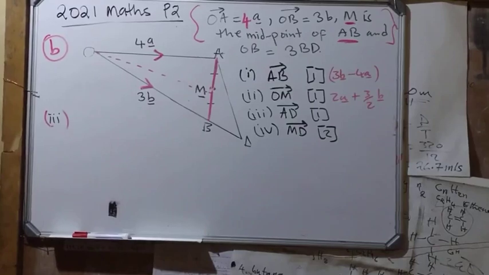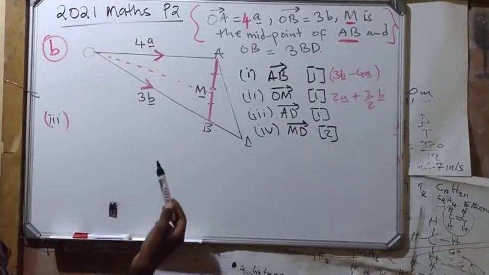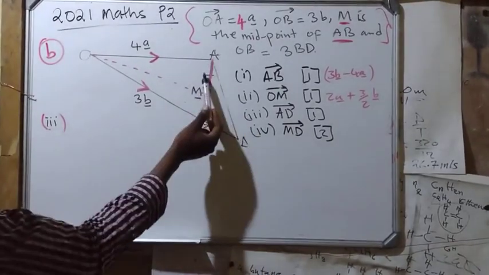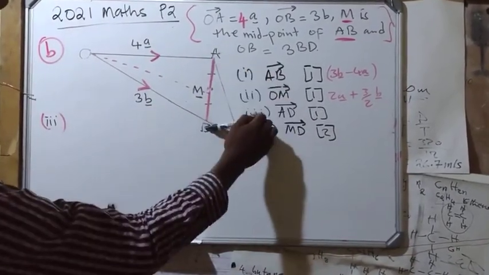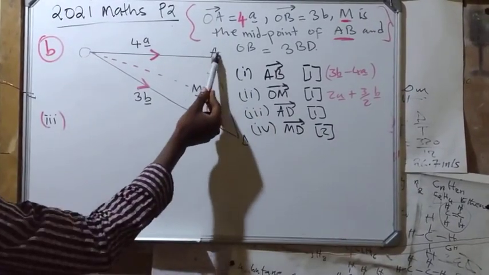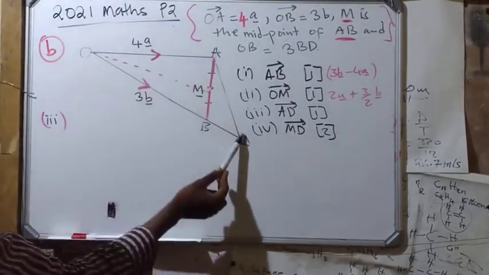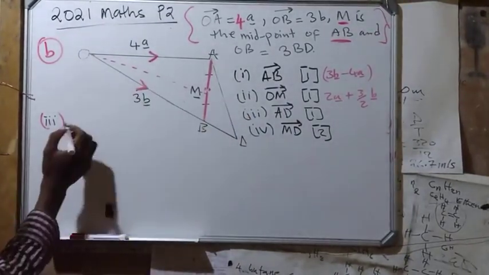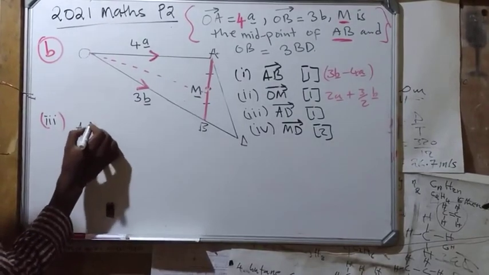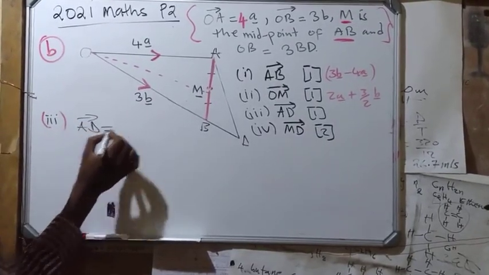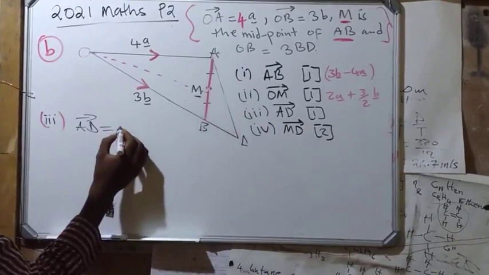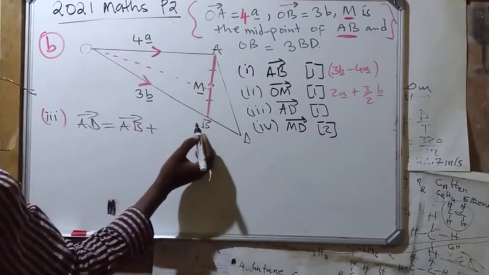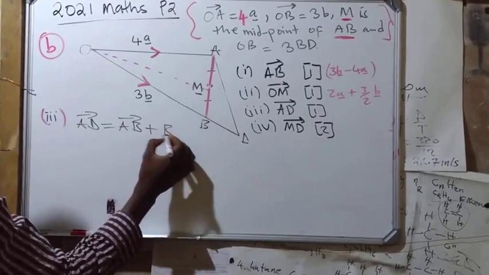So now, answering this one, we're going to follow and move A, B, B, D. Although even if you use A, O or O, D, you get the same answer. So now let's answer that one. AD is equal to AB plus BD.